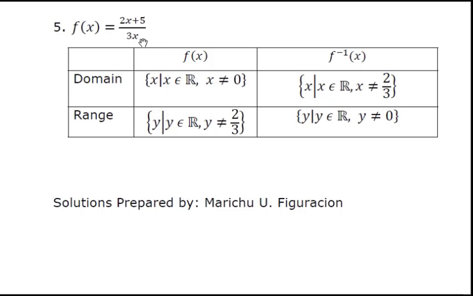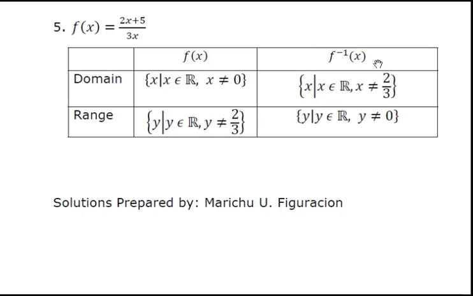For the range, we have to examine the degree of the numerator and the denominator. The degree is 1 for both, so they have equal degrees. So the horizontal asymptote is y equals 2/3. So y should not be equal to 2/3 in the range.